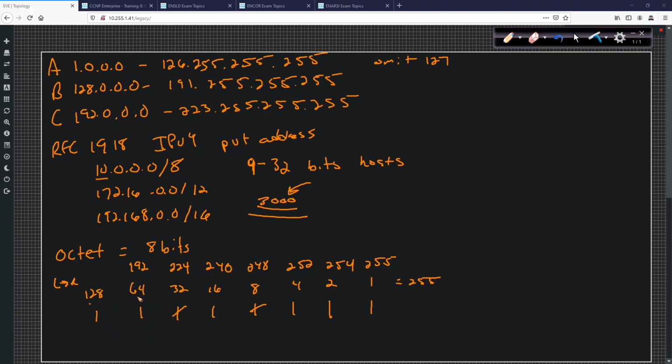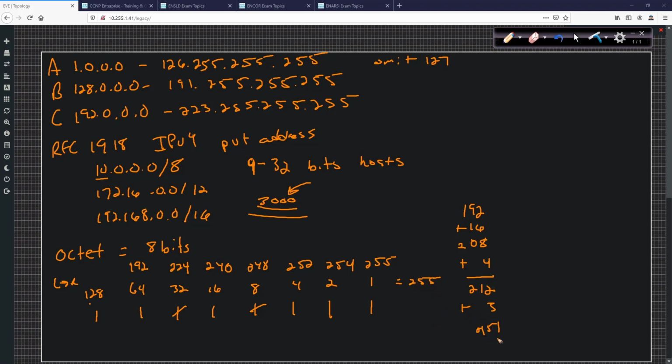So what you would do is take these numbers right here and add them together. So 128 and 64 is 192, plus 16. So 192 plus 16 is going to be 208, plus 4 puts us at 212, plus 3 puts us at 215, right? So 215 is going to be the value that's associated.